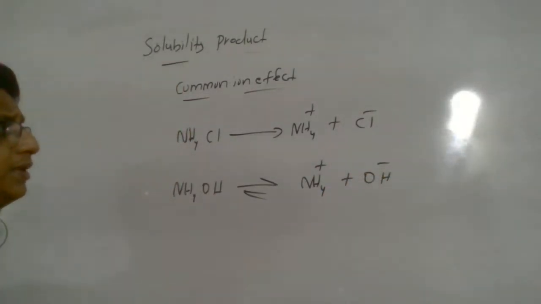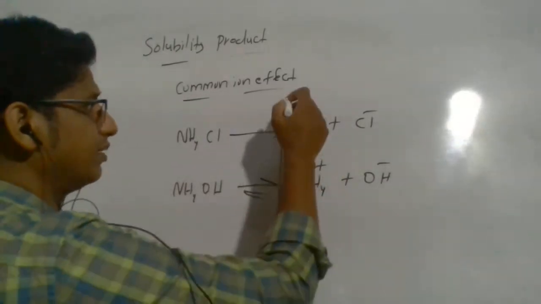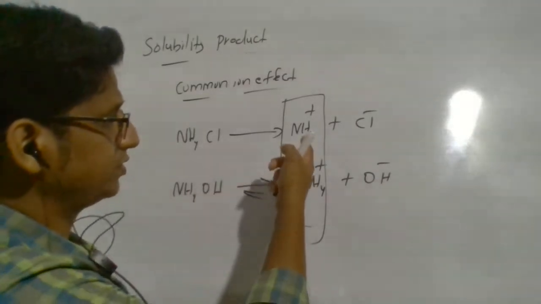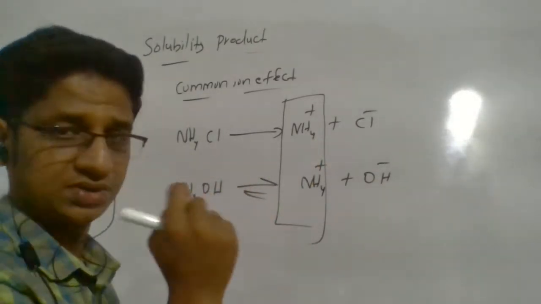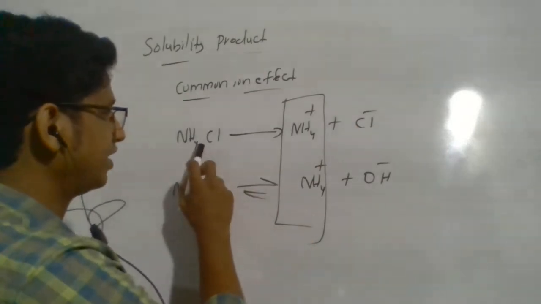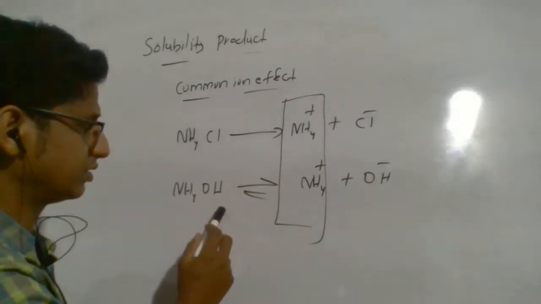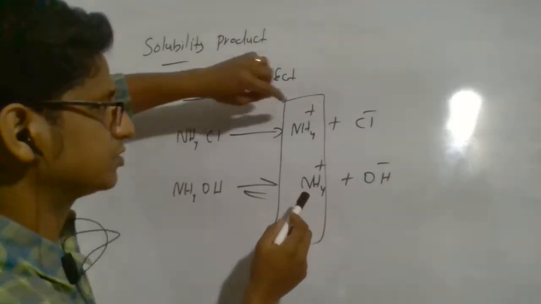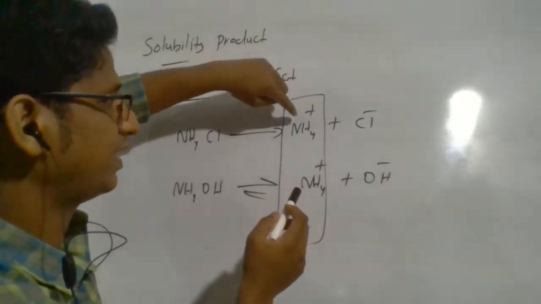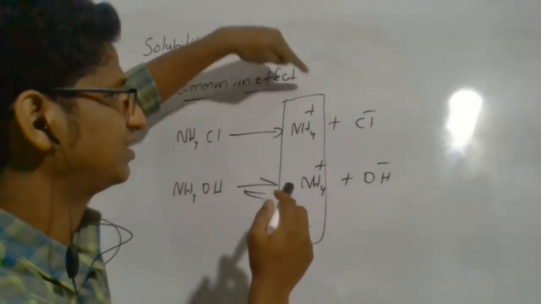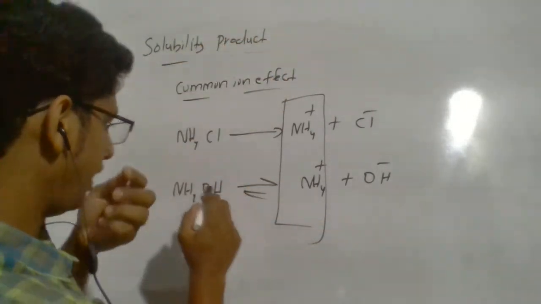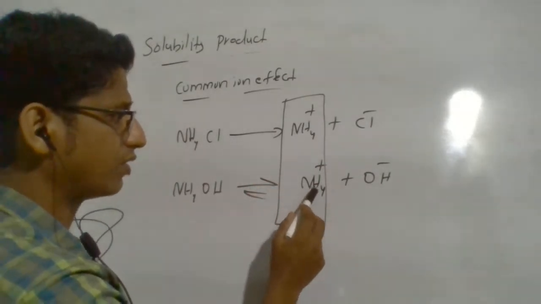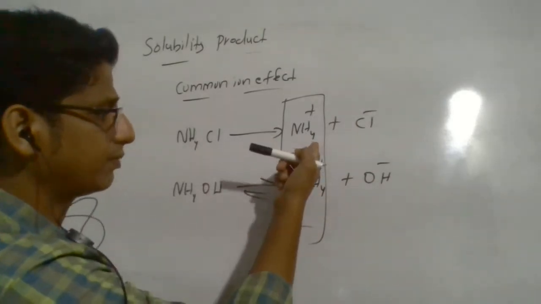Remember, here the common ion effect will come into play. Look at this: ammonium chloride also produces ammonium ion, and ammonium hydroxide also produces ammonium ion. So after addition of ammonium chloride, if ammonium hydroxide is added, the concentration of ammonium ion will increase, because ammonium chloride is already there, so the ammonium ion concentration is high. When you add ammonium hydroxide, the NH4 plus ion concentration will increase due to the presence of ammonium chloride.